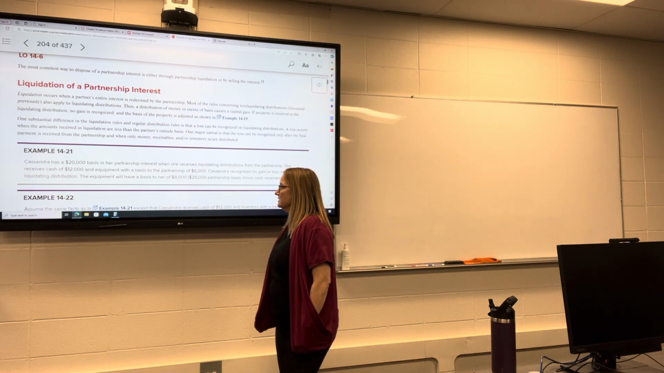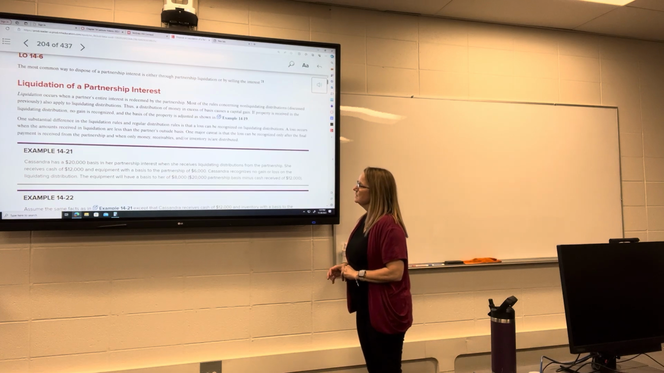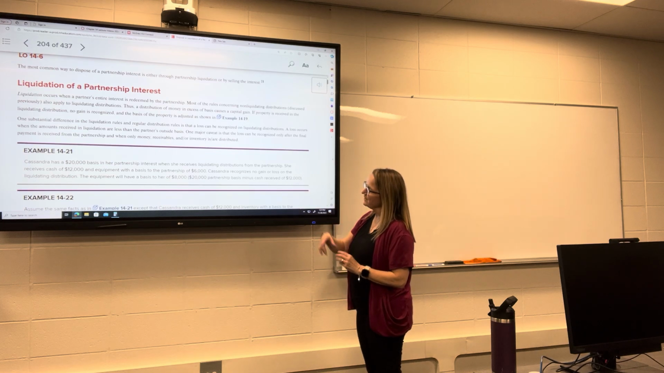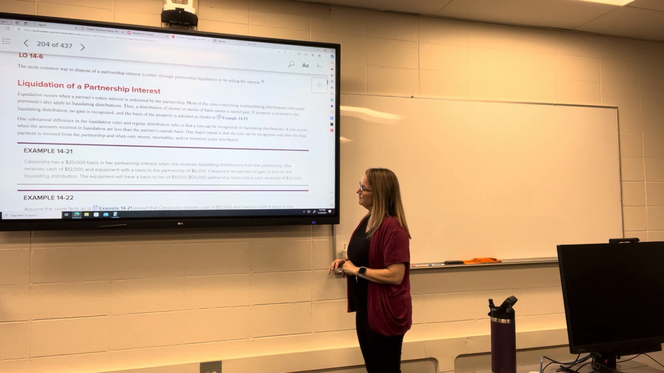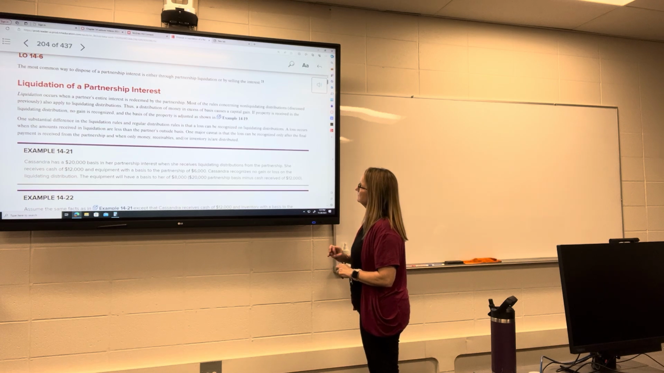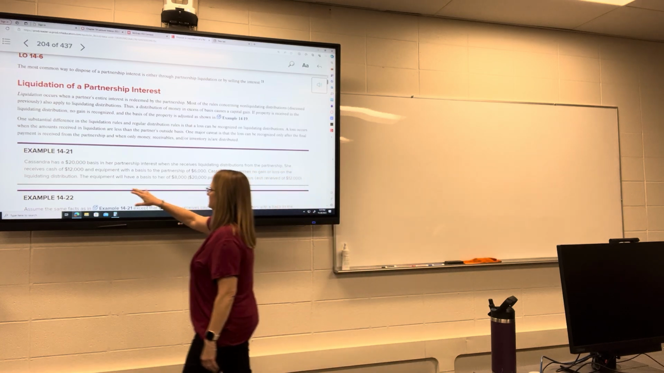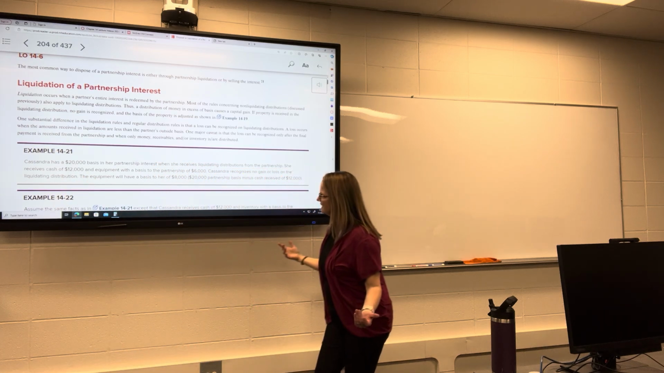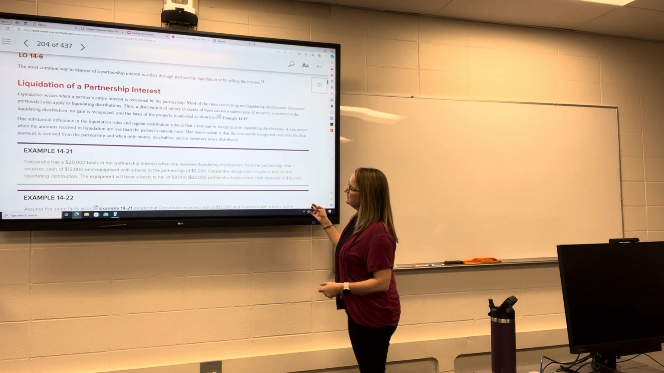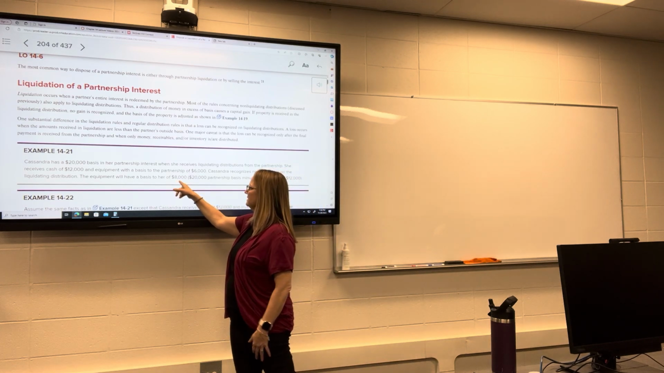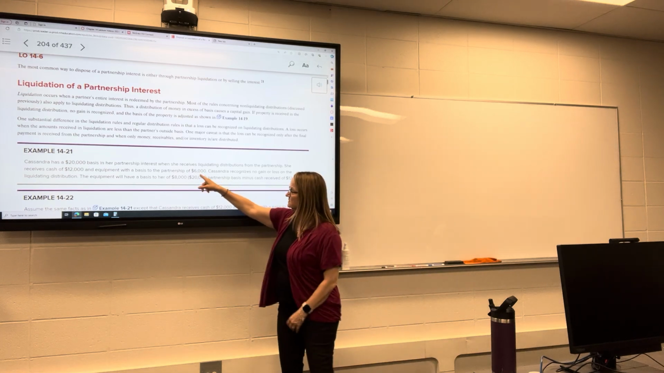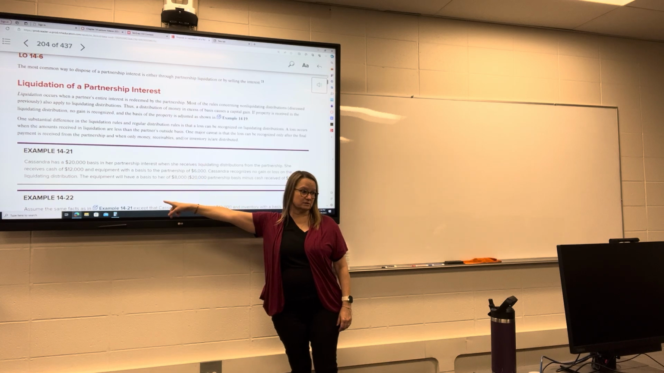So, example: Cassandra has a $20,000 basis in her partnership. She received a liquidating distribution from the partnership. She received $12,000 and equipment with a basis to the partnership of $6,000. She's got no gain or loss on the liquidating distribution because her basis was $20,000 and she's getting $12,000 and $6,000, so $18,000. The equipment is going to have a basis to her of $8,000. Where does that $8,000 come from? It is the original basis of $6,000 plus her loss.